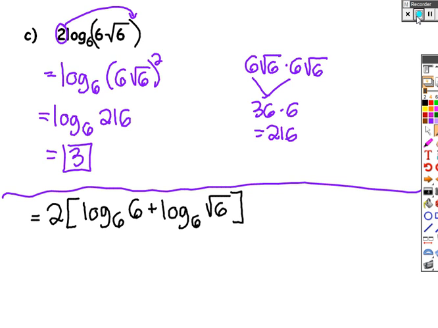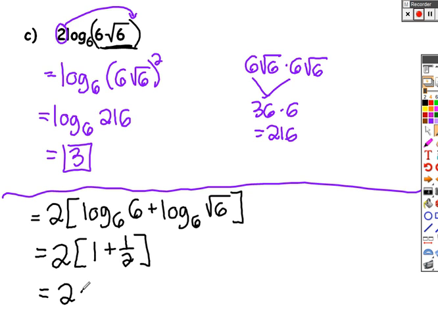Now another way you could do this is I could just keep the 2 out front, and then I could separate the argument into 2 logs that I'm adding together, which goes back to the product property. If I'm adding logs, that's the same as multiplying. So now I'm just breaking that log up into 2 different logs. And 6 to what power is 6? Well, that would be 1. 6 to what power is the square root of 6? That would be a half. And 2 times 1 1/2 would give me the same answer. So just to show that there are alternate approaches to solve this problem.